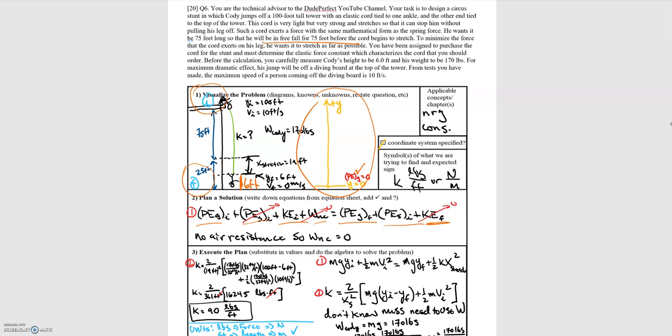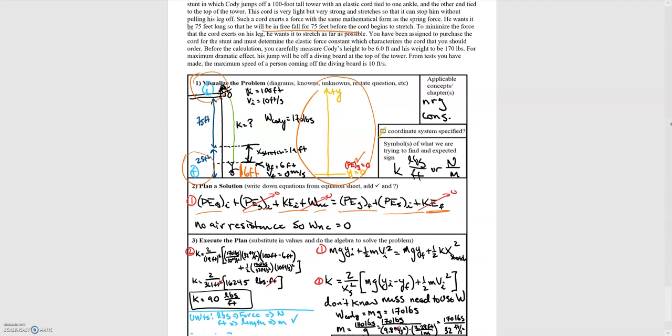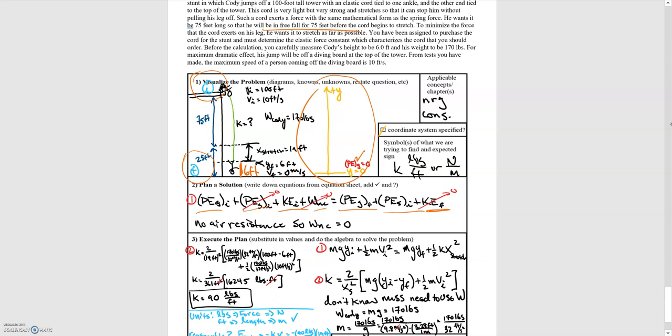Now that we've identified our initial and final energy considerations, we can go ahead and solve the problem. You can do two things. You're given everything in feet, so you can go ahead and convert everything into meters if you want. But there's nothing stopping you from just sticking with feet and seconds to solve this problem. And that's how I ended up doing it.